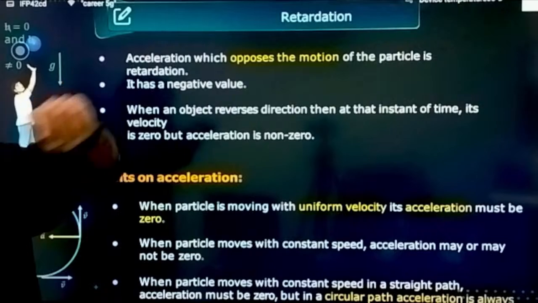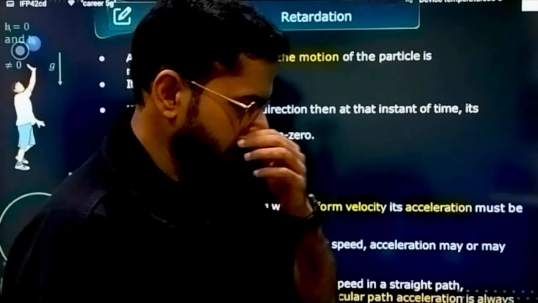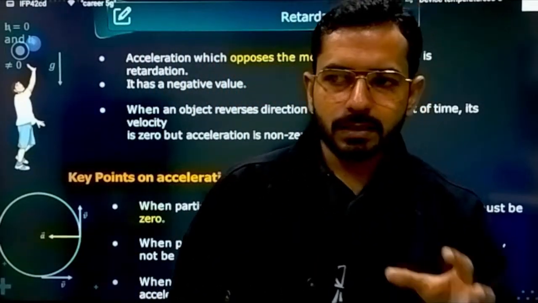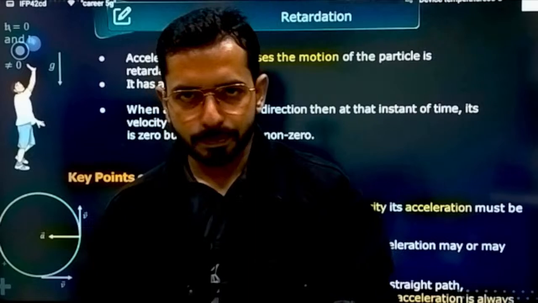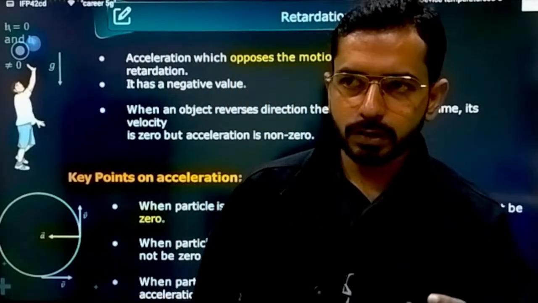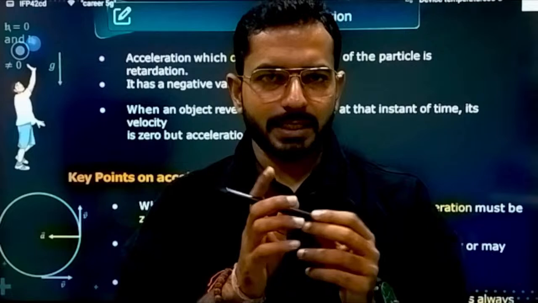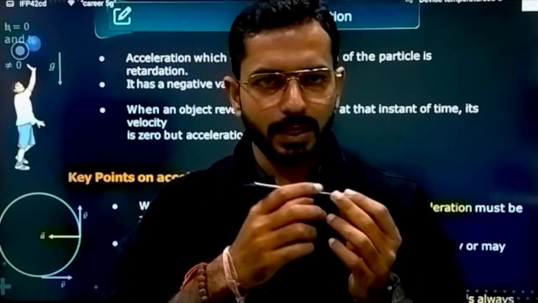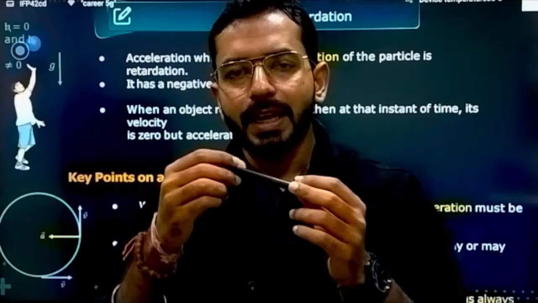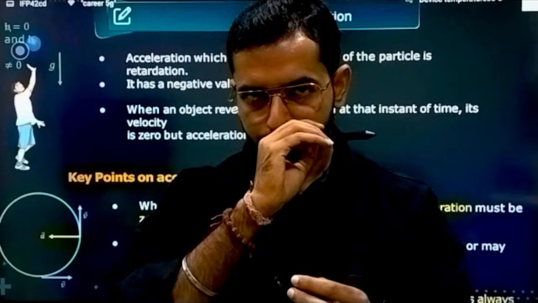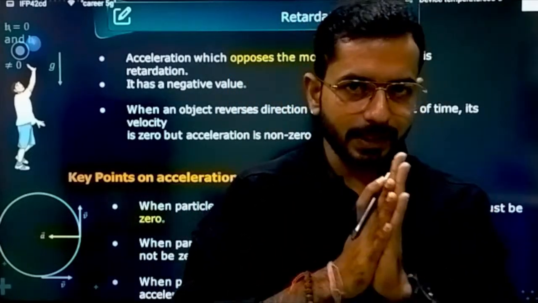Good. Now retardation. Retardation is what? Retardation is slowing down the motion. When will it happen? Let's suppose you are moving in the positive x direction. Assume in your mind that you are moving in the positive x direction constantly, and acceleration is in the opposite direction. If you understand SHM properly, here or there also we see retardation.